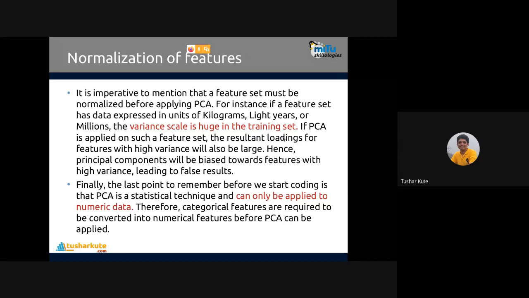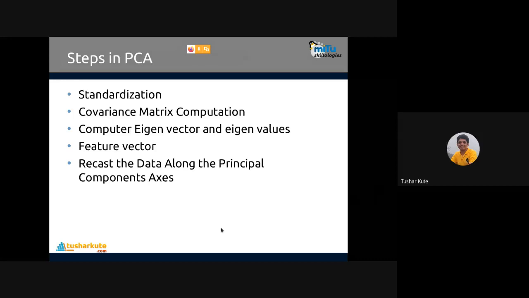Finally, the last point to remember before you start, coding I'll show you at the end of this session: PCA is a statistical technique that can be applied only to numerical data. Therefore, categorical features are required to be converted to numerical features before PCA can be applied. Now, what are the steps that are undertaken in principal component analysis?